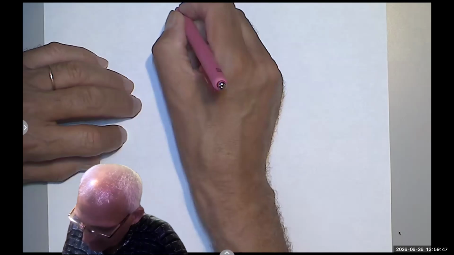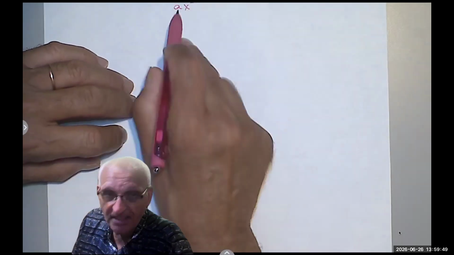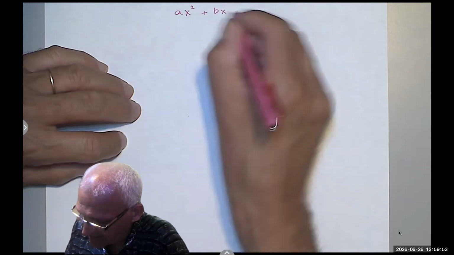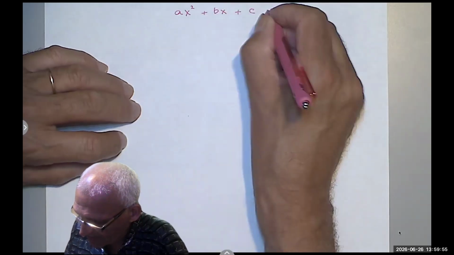Today is our third session of solving quadratic equations. We learned how to factor it. We learned how to complete the square, and today we are going to use the third method, called the quadratic equation method. When we write a quadratic equation in standard form, it looks like this: ax squared, where a is the coefficient of x squared, plus bx plus c equals 0.